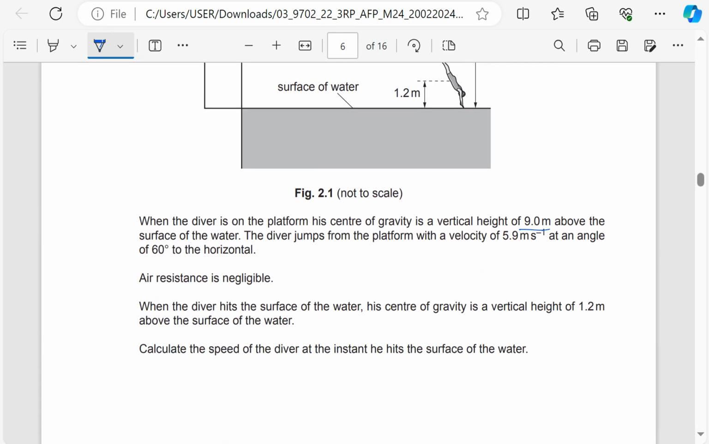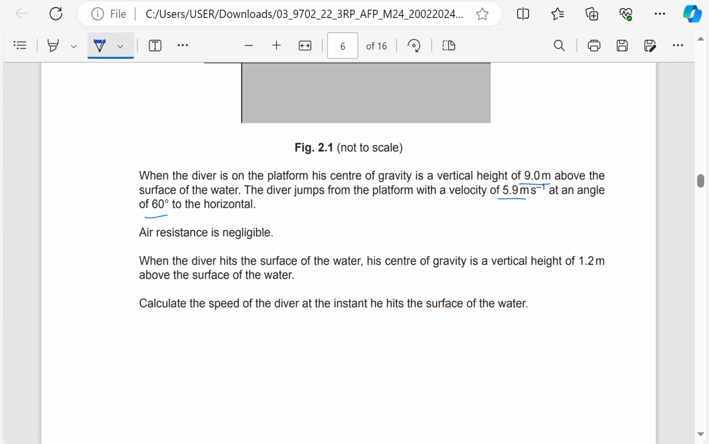The diver jumps from the platform with a velocity of 5.9 at an angle of 60 degrees to the horizontal. Air resistance is negligible, so we shall use g as 9.81 meters per second squared, because if air resistance is negligible and g is constant, then the equations of motion can work here.